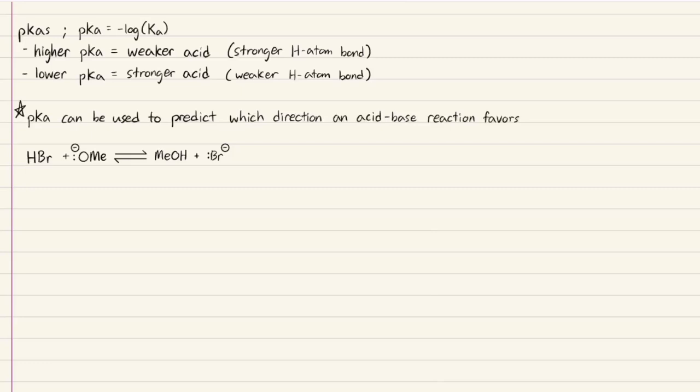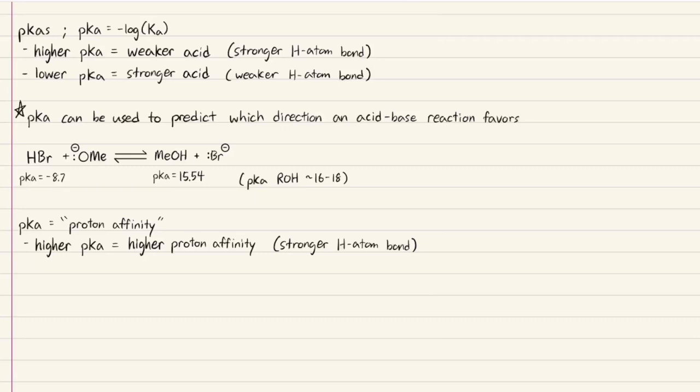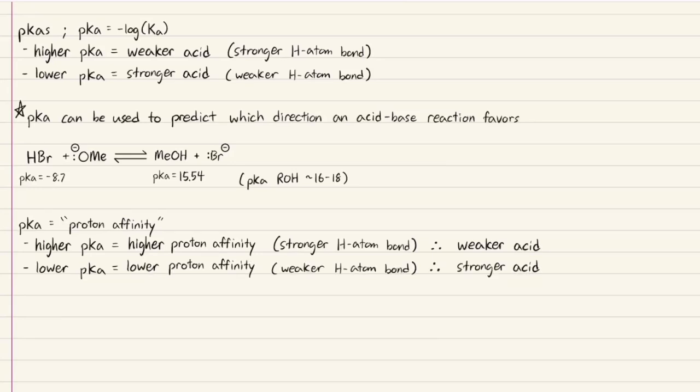The pKa of the acid HBr is -8.7, and the pKa of the conjugate acid methanol is 15.54. Most alcohols have a pKa between 16 and 18. Notice that in the forward reaction, we're going up in pKa value as we go from the stronger acid to the weaker acid. Consider a molecule's pKa value as an indicator of proton affinity. Molecules with a higher pKa have a higher proton affinity, or a stronger H atom bond, making them weaker acids. Conversely, molecules with a lower pKa have a lower proton affinity, or weaker H atom bonds, making them stronger acids.